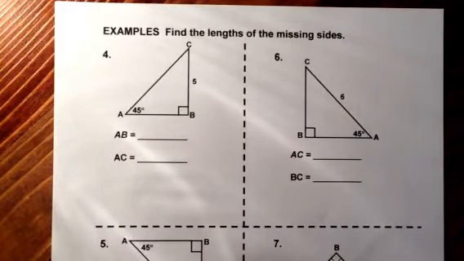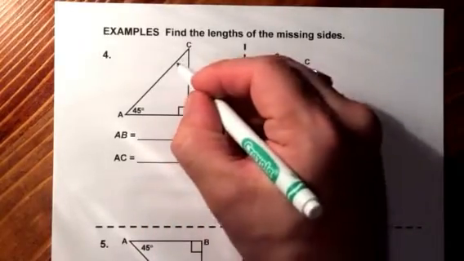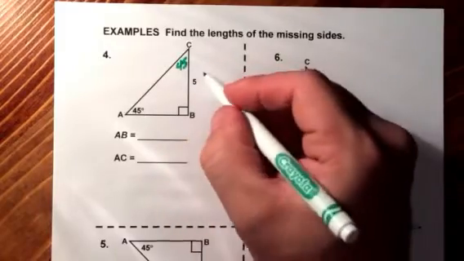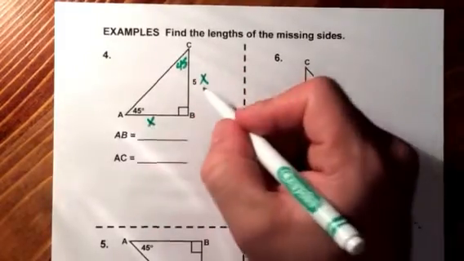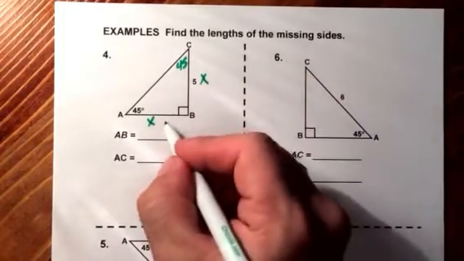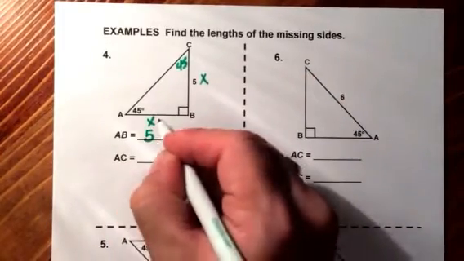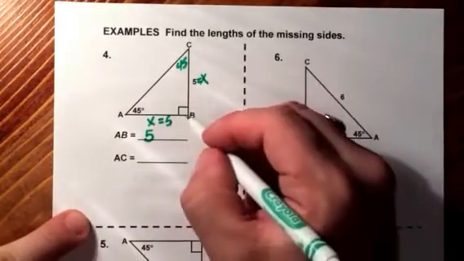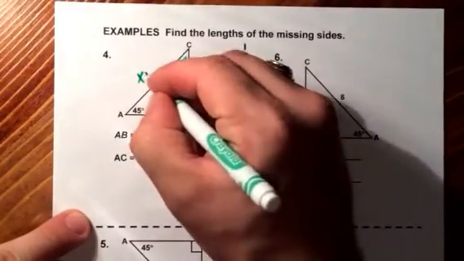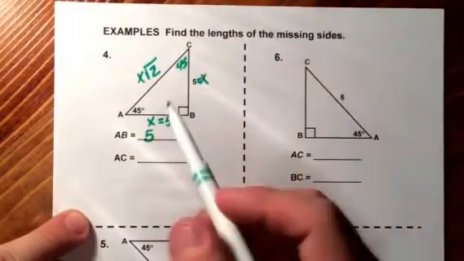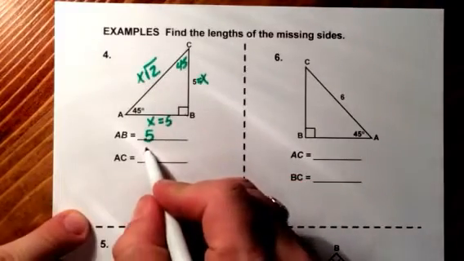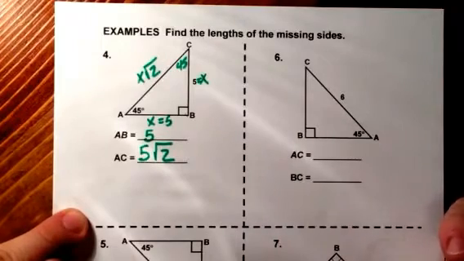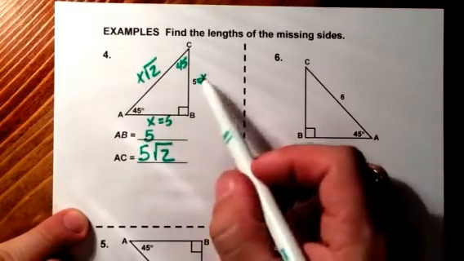Now to apply it, let's look at example number 4. We know that it is a 45, 45, 90 because we have a 90 and a 45, which tells me this is a 45 as well. So I'm going to take my two 45s, go across, and mark them as X. So right now I know X is 5, so AB must also be 5. Notice I can just put a little equal sign there. I go across from my 90, that is the longest side, or X radical 2. Well, I know X is 5, so instead of putting an X there for AC, I'm going to tell you that it is 5 radical 2. And it is that simple when you have one of your legs.